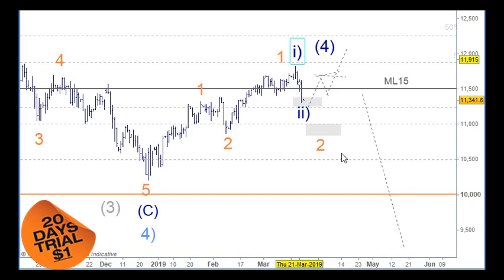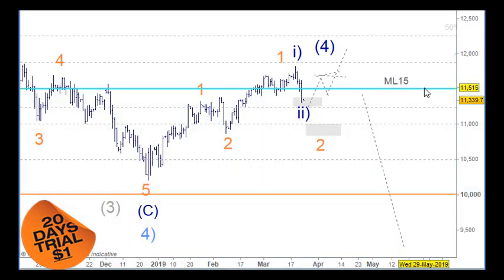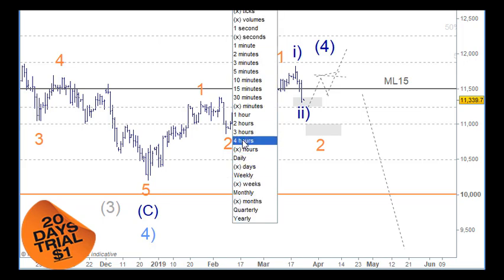So we need strategies, and because we're under the level here of 11,500, we want to be on the right side of the market at the right time. So we want to see this as the resistance at some point.